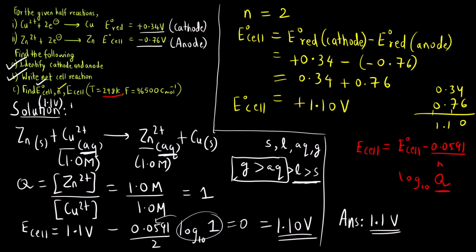So we have found E0 cell, it is 1.1 volt. The value of n is 2. And the value of E cell is also the same, 1.10 volt. I hope you have understood how to apply the Nernst equation. What is the Nernst equation and what are the different steps?